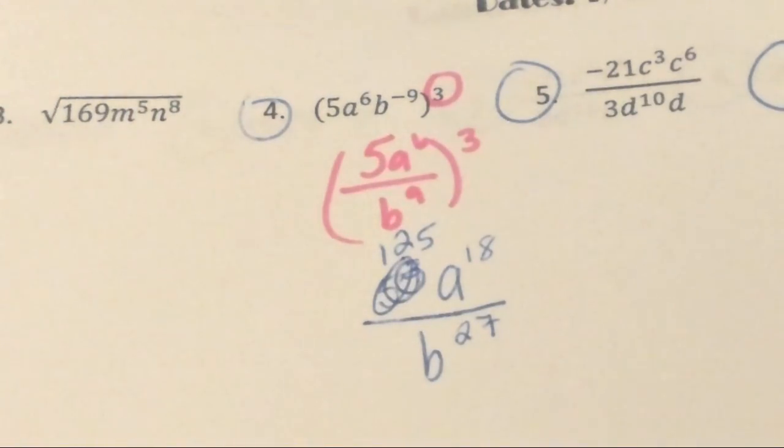So our final answer should be 125, a to the 18th, b to the 27. I know it's a Monday. I know you're excited. I'm with you. When you raise the power, you've got to multiply your exponents. If you've forgotten your rules of exponents, Lord, you need to look over those tonight, because I'm telling you, the first 5 test questions are just straight up rules of exponents.